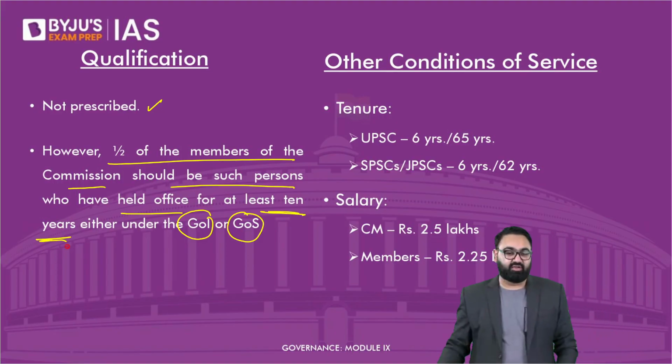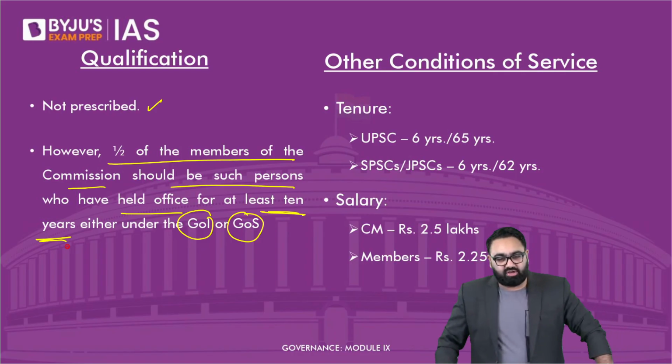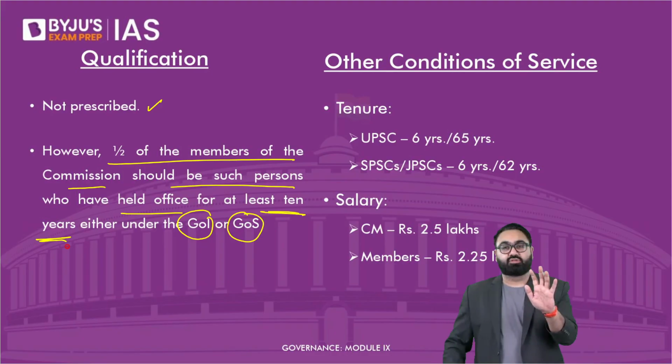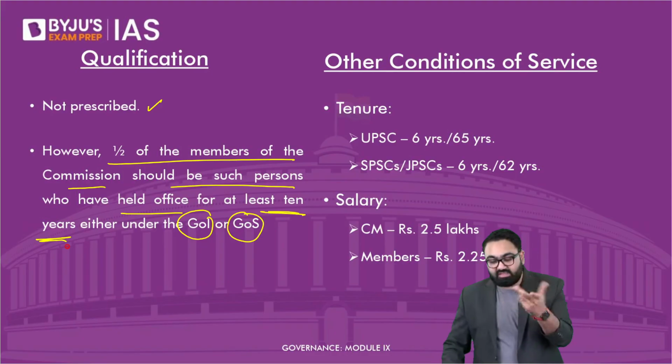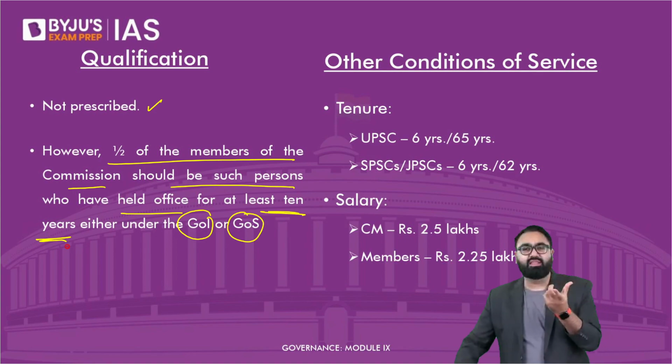Again, listen to this carefully. Number of members not mentioned. Qualification not mentioned. The only condition it talks about is that at least half of the members should be those who have served either under the Government of India or the Government of a state for at least 10 years. It does not even say at what post. Do you see this? They don't even say at what post they should have served. Nothing.